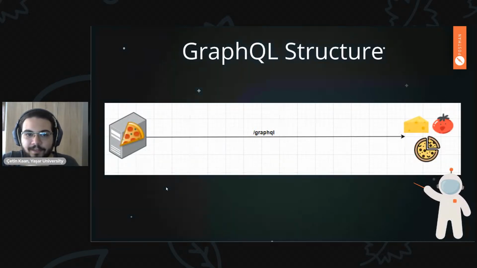Now, again with the pizza server, here's the GraphQL structure. You can get all the data you want with just one request from /graphql. As you can see, we got cheese, tomato, and dough with just one request. The beauty of GraphQL is that we could have gotten only what we wanted. For example, we could have just gotten cheese and tomato, not the dough, with just one request, or maybe just the cheese. We can specify exactly what we want to get in GraphQL, which solves a lot of performance problems of applications.